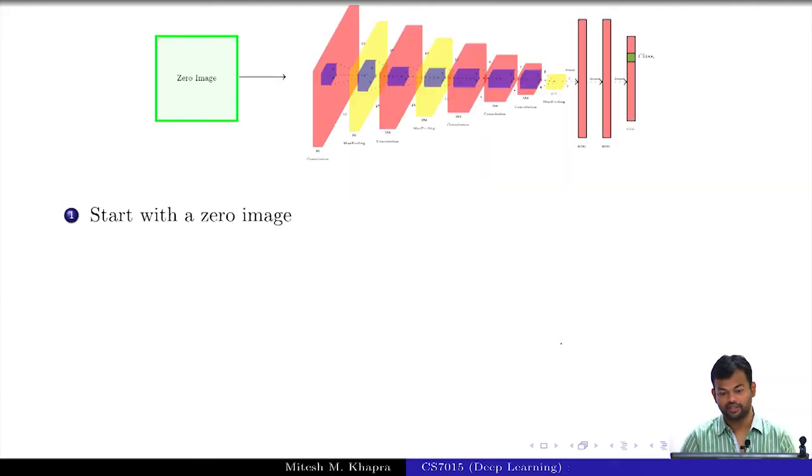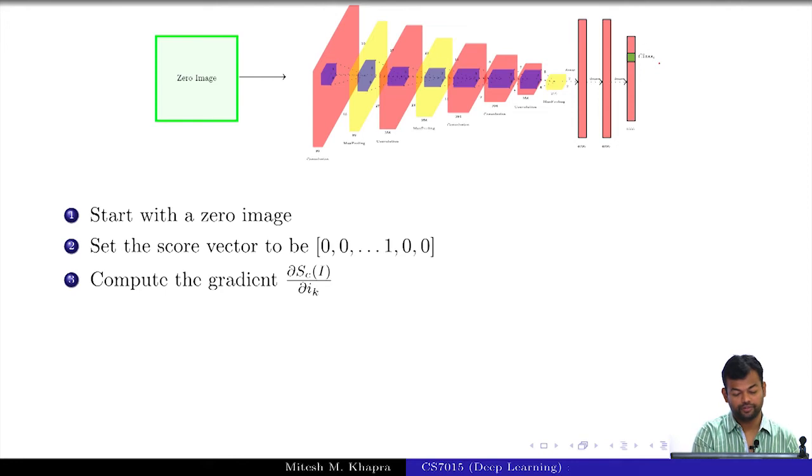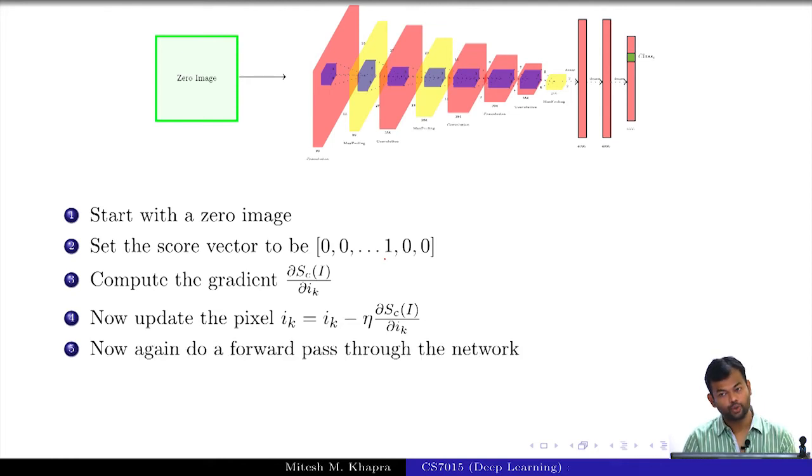We'll start with a zero image, as I said. Set the score vector to all zeros and one for the class that I'm interested in. Now compute the gradient of this score vector with respect to Ik. I want this quantity to be maximized, everything else to be 0. So that's what my loss function is. I'm going to compute the gradient for each of the pixels with this. Now I'm going to update the pixel using my gradient descent rule, which I just explained previously. Now I'll again do a forward pass. Instead of this zero image, I have a slightly modified image, because the pixels have moved away from 0 a bit based on the gradients. Now this image I'll pass back through the network. And what will I do now?